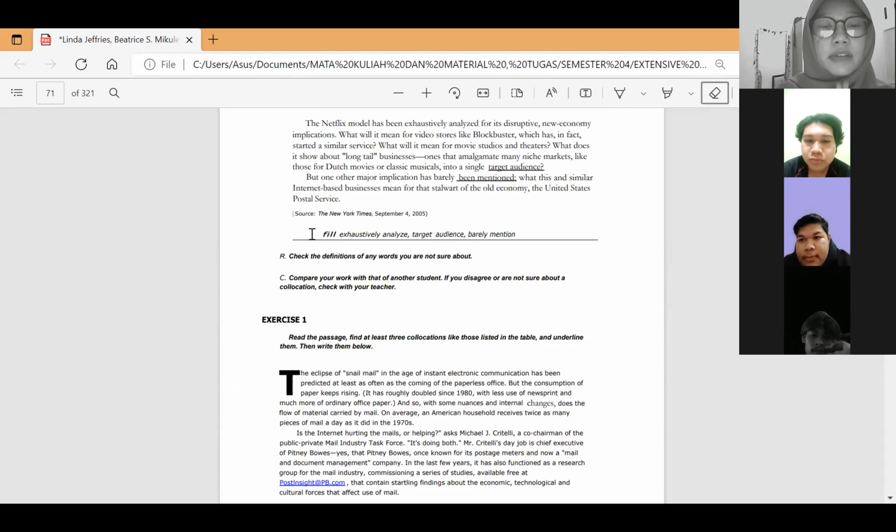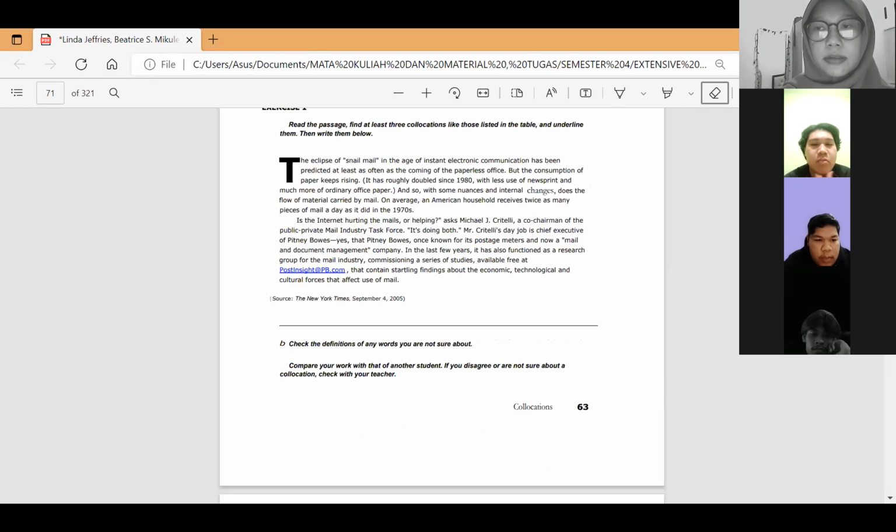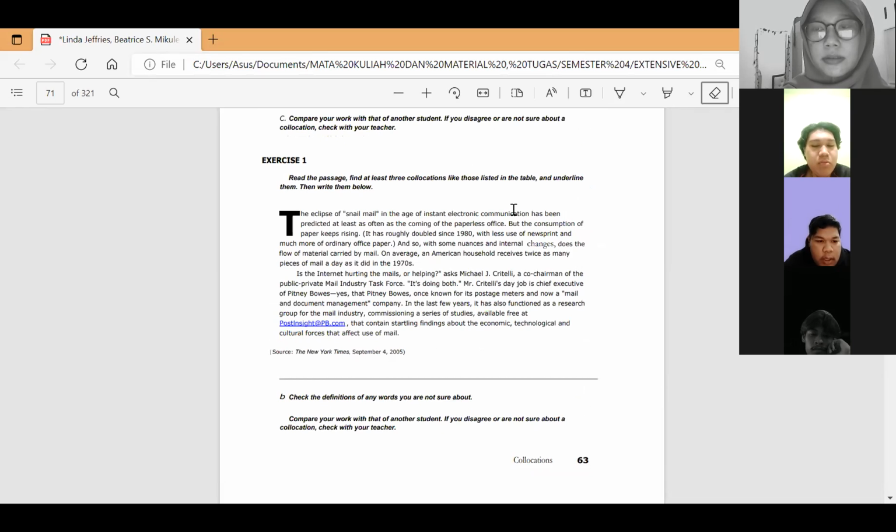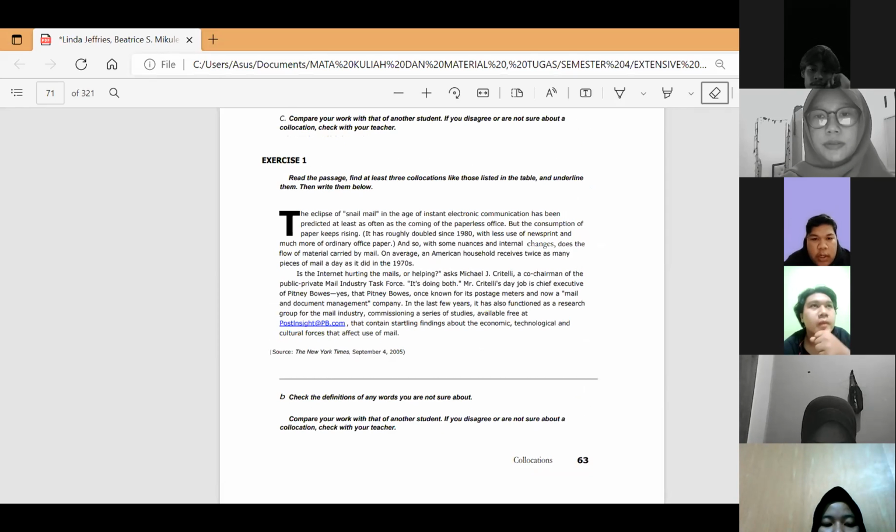For exercise 1, the instruction is the same as the example that I explained before. I thought that Fadhil would be ready to answer exercise 1, so the time is yours, Fadhil. Okay, thank you, Alya, for the opportunity to explain exercise 1. As you can see in the book shared by Alya, we first read the passage and find at least 3 collocations like those listed in the table.